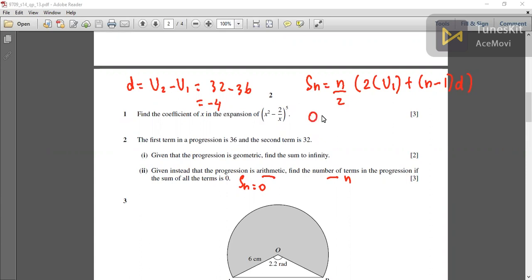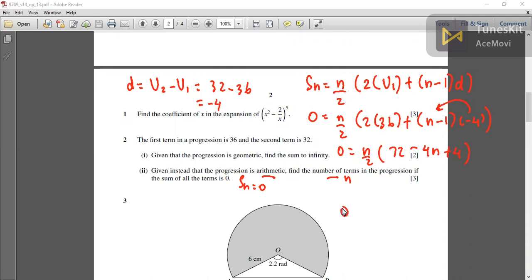So the Sn, we want it to be 0, equals n over 2 times 2 times the first term, u1, it is 36, plus n minus 1 times the difference, minus 4. So 0 equals n over 2 times 72. And we expand this, so minus 4n plus 4. So 0 equals n over 2 times 76 minus 4n.